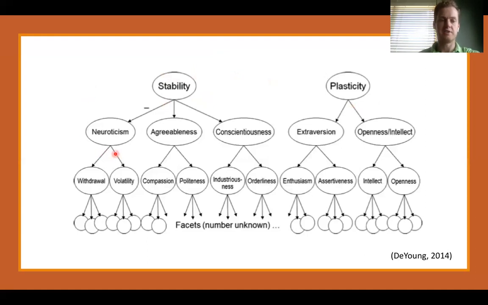So neuroticism is largely threat detection, and that can be broken down into withdrawal and volatility. Withdrawal is passive avoidance, so it's largely associated with anxiety and depression. It's trying just to stay away from the threat. You notice there's a threat, but you're going to avoid or just stay away from it.